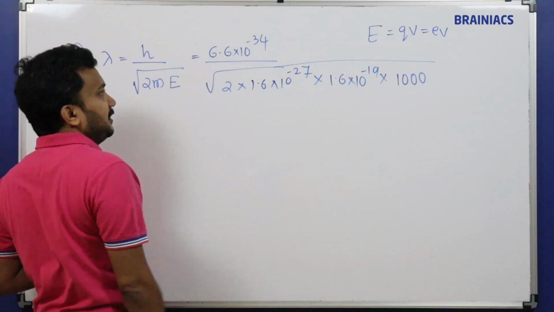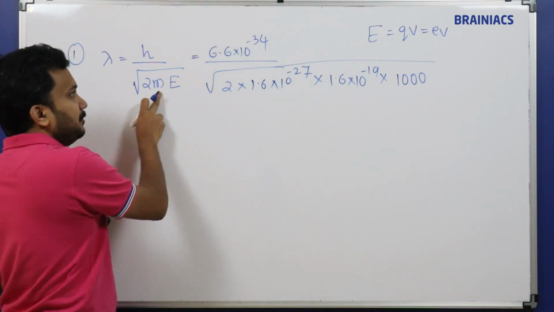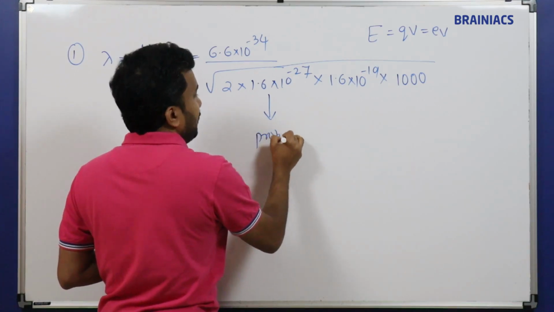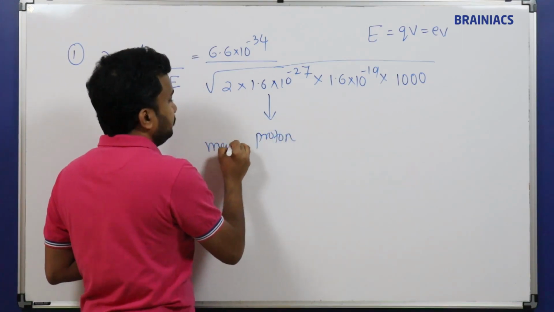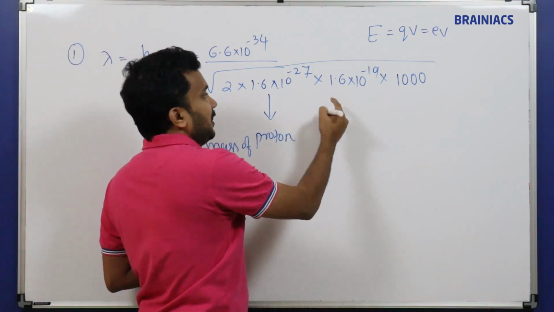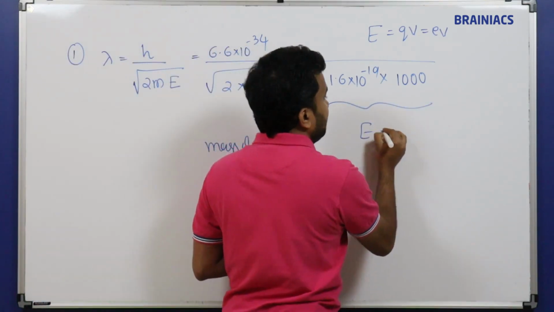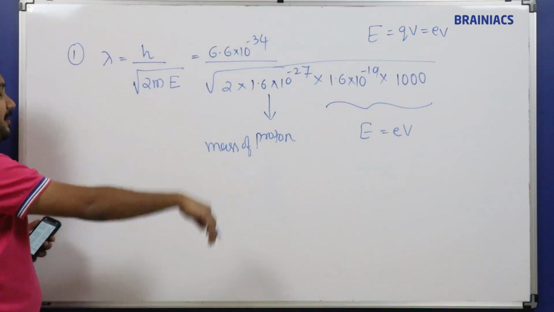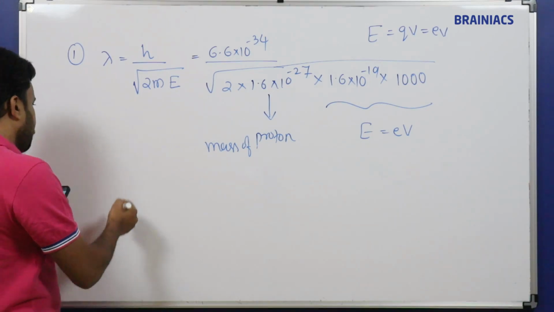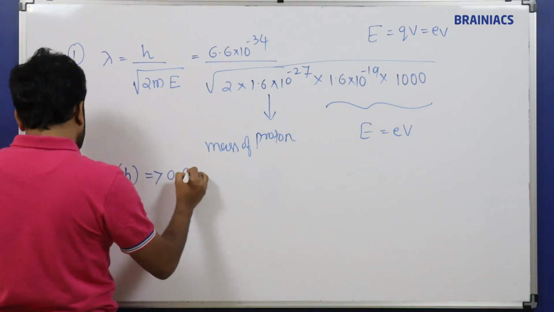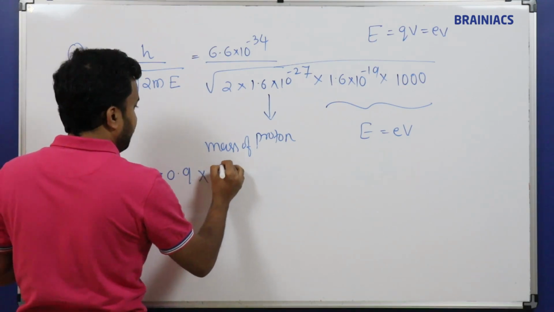So it is 6.6 into 10 power minus 34 divided by root of 2mE. m is the mass of the proton, and this is the electronic charge. We are representing E in the form of eV, and we will simplify this. Once we do this, we get option B. I solved this already, so I am directly writing the answer here to save some time.